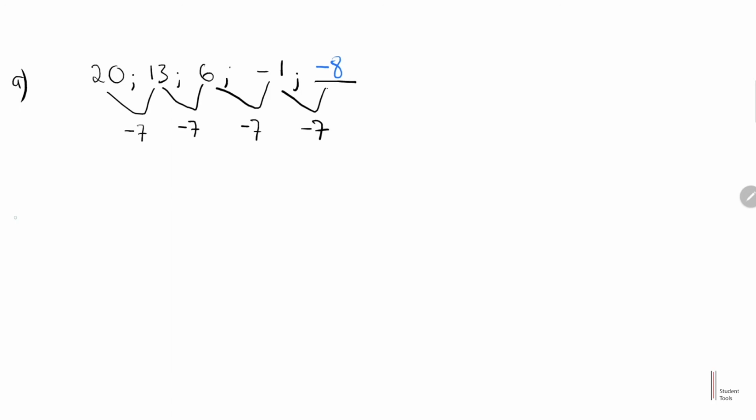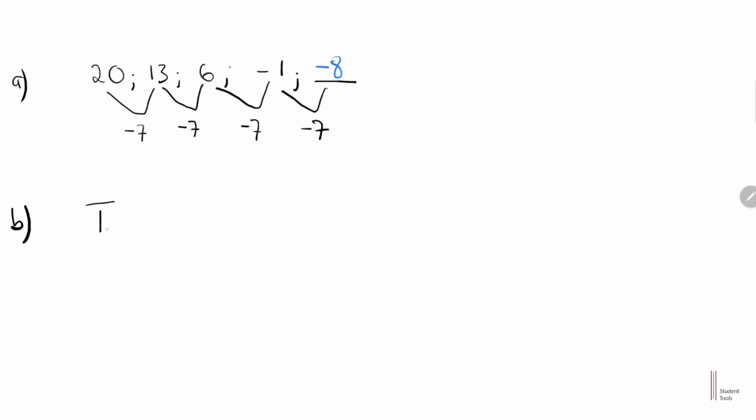All right. We also have B. B says find the nth term. So what do they mean when they say find the nth term? They actually mean find the general term of the sequence. So we already know that we're dealing with an arithmetic sequence. So how do we find the general term or the nth term of an arithmetic sequence? We actually have a formula that we use to get the nth term of an arithmetic sequence.